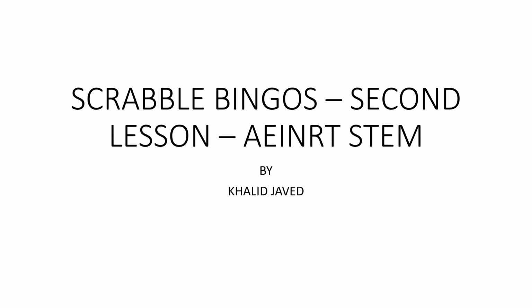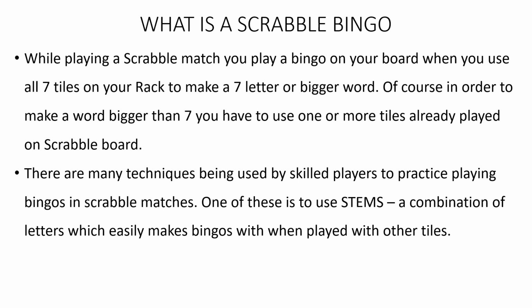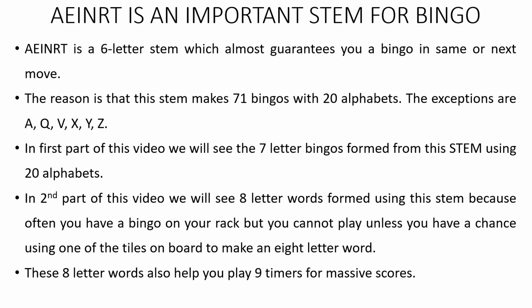Hello, this is our second lesson about Scrabble Bingos, and today we will study another stem, AEINRT. So, what is a Scrabble Bingo? A Scrabble Bingo is when you play all seven tiles on your rack and you get a bonus of 50 points. AEINRT is a very important stem for bingos.